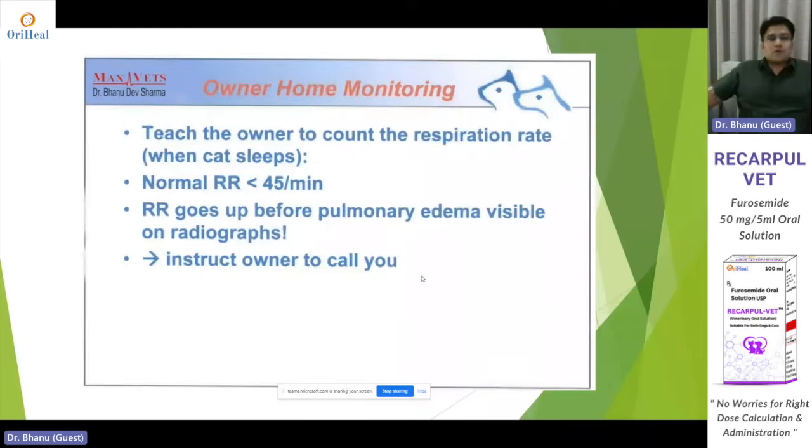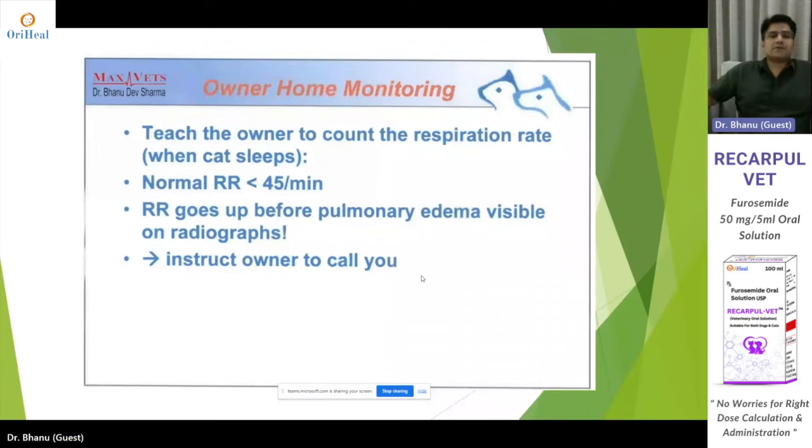So as I said, for home monitoring, you can tell the owners to check the respiratory rate at rest. If it is constantly more than 45, it can be a red flag. They have to bring the cat to you immediately. A respiratory rate of 15 to 30, 35 per minute is normal. More than 40 to 45 would be a red alert. That would mean that they are either in CHF or they can develop CHF. So they need to come and see you immediately.